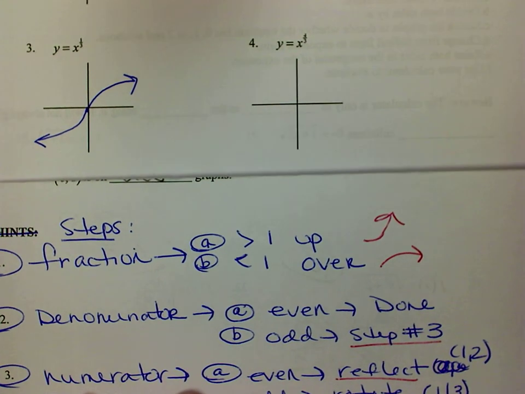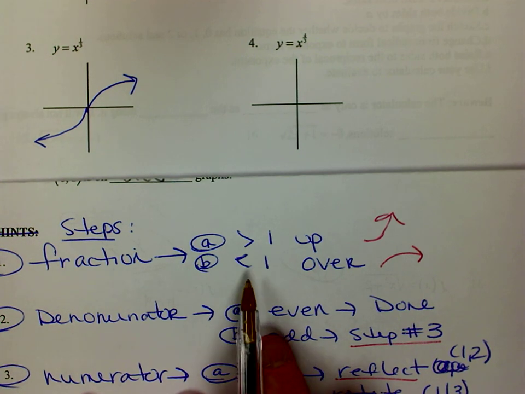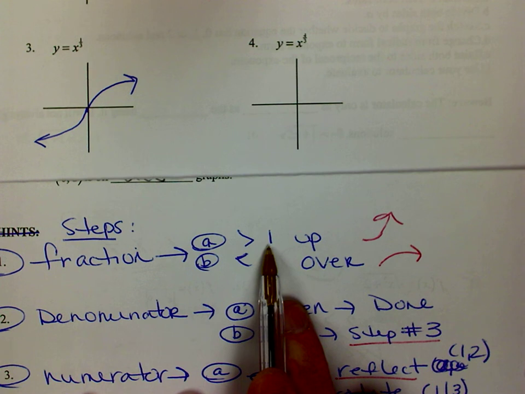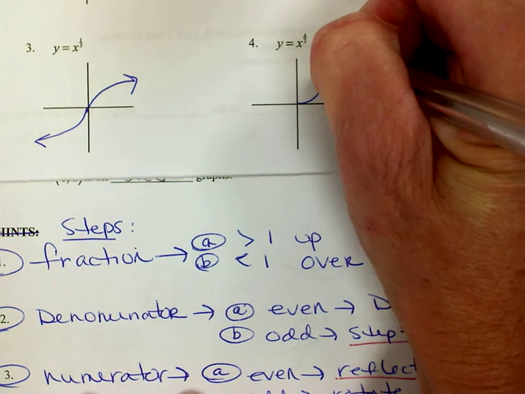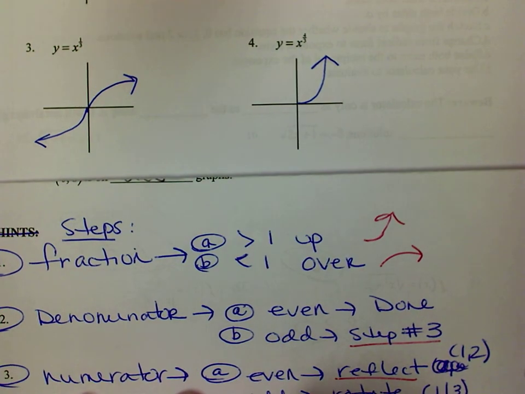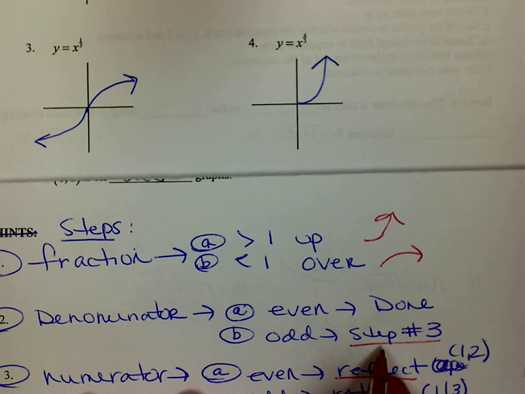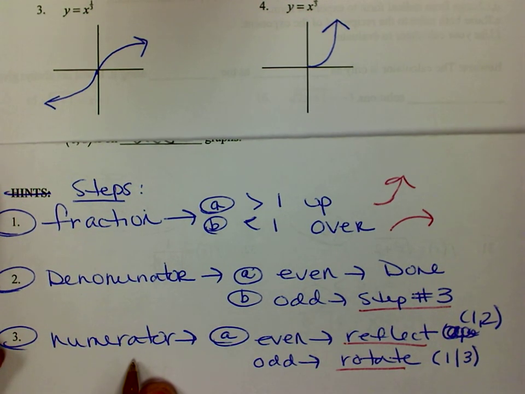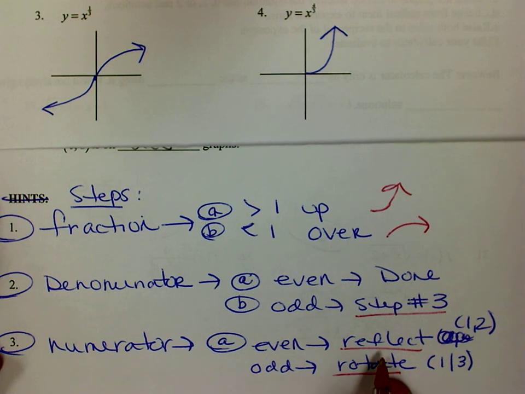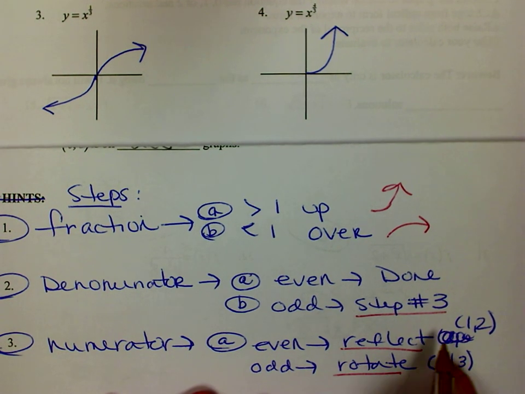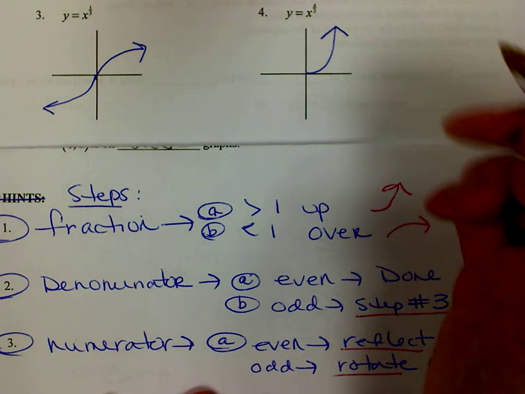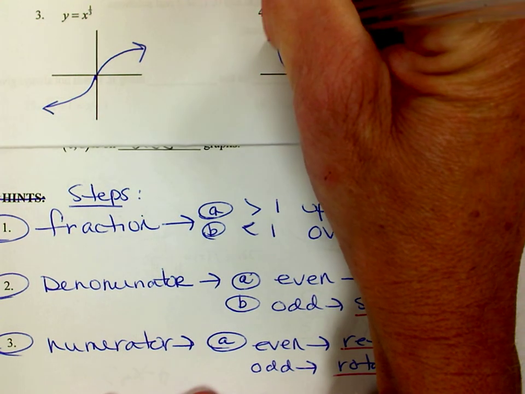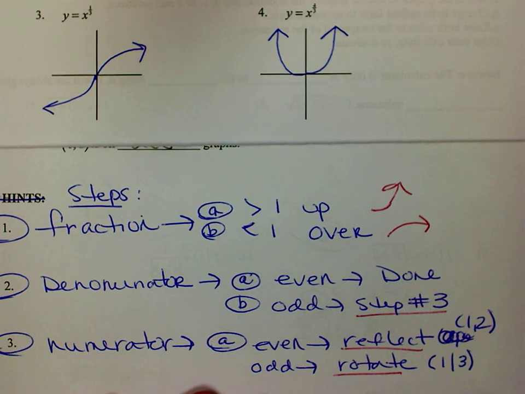Okay, number 4, my fraction is 4/3. My fraction is greater than 1, so I'm going to go up. My denominator is odd, so I'm going to go to step number 3. Now look at my numerator. My numerator is even, so I'm going to reflect. So I should be in quadrant 1 and quadrant 2. So this is going to reflect over to there.